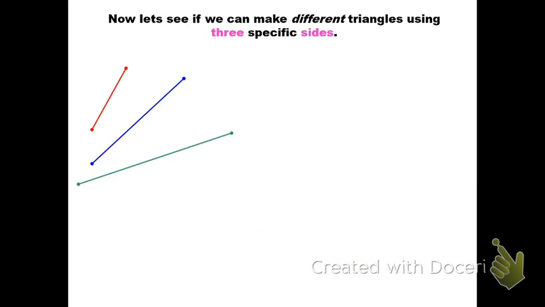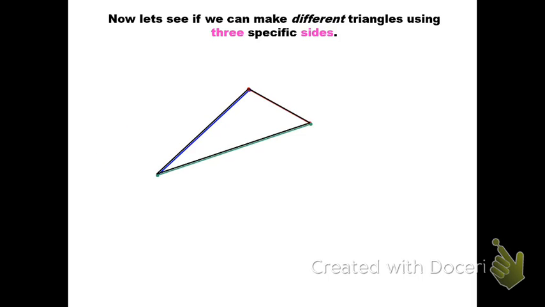Well, let's try another combination of 3 parts. Let's look at 3 specific sides. Let's connect these and see if we can form a triangle. I'll move my green segment over. I'll move my blue segment so the vertices touch, and then move that 3rd segment around. And I form a triangle. Let's move that triangle out of the way.